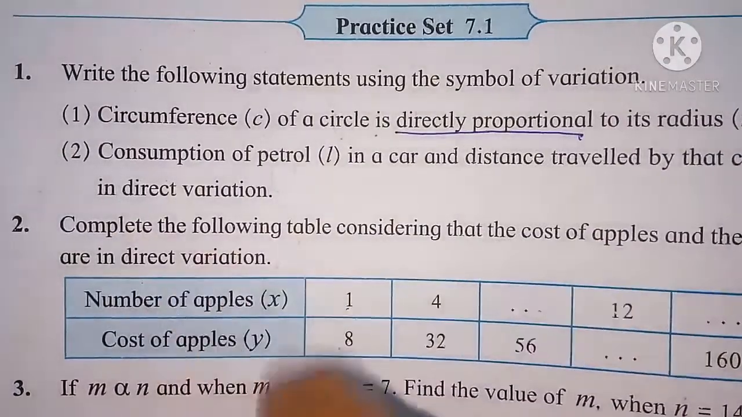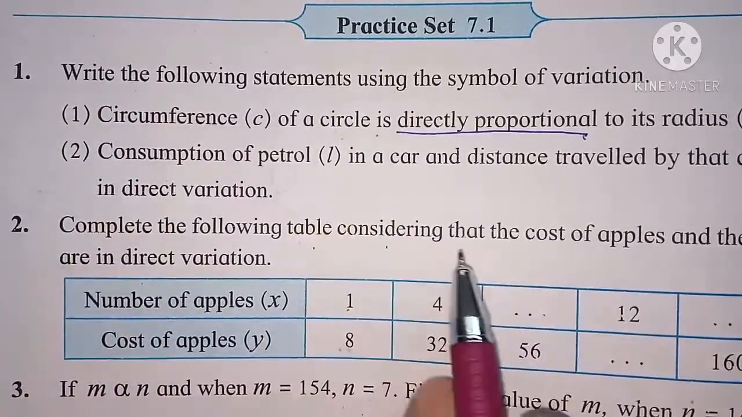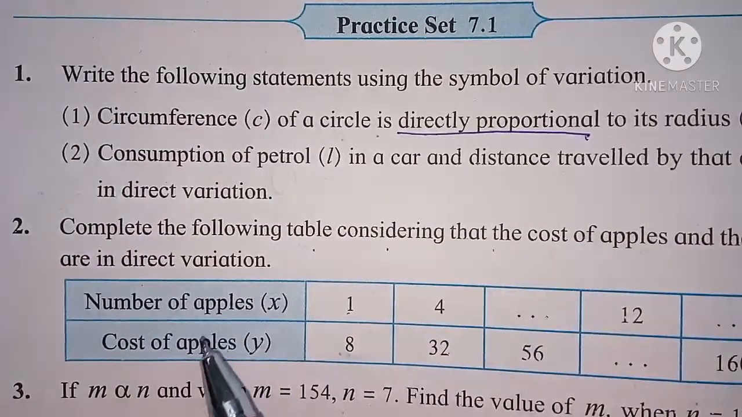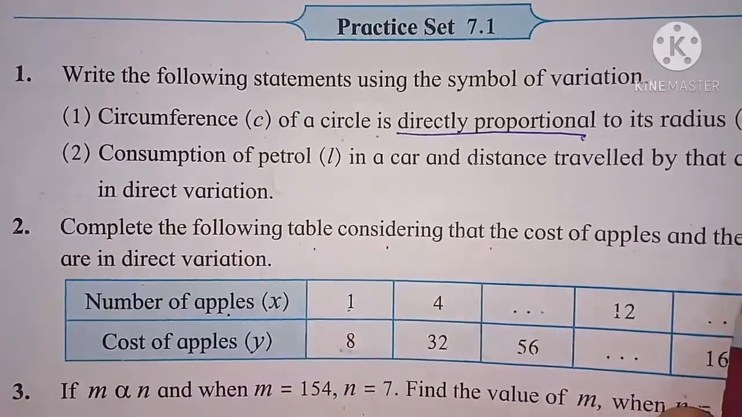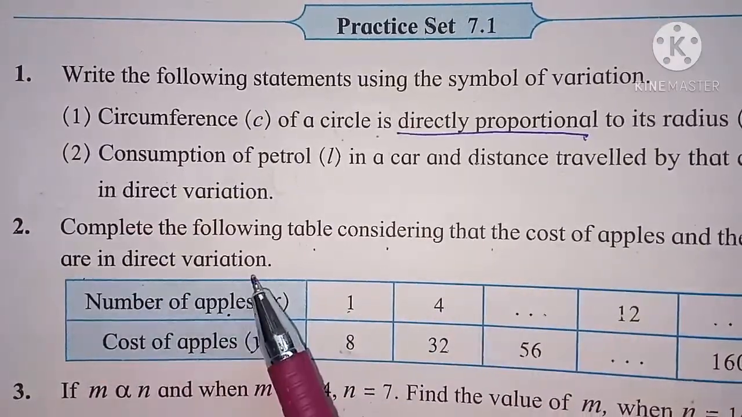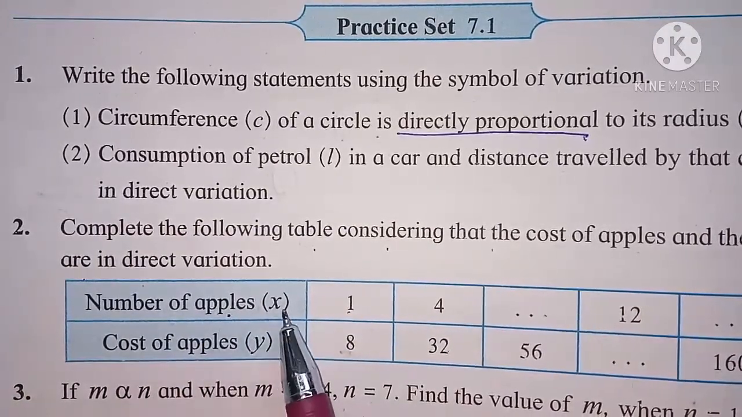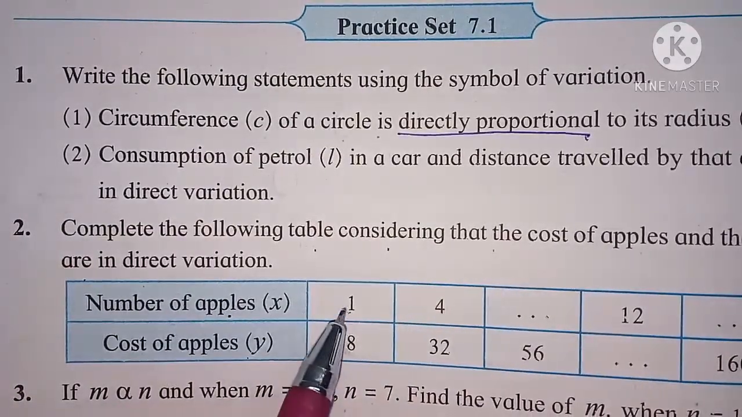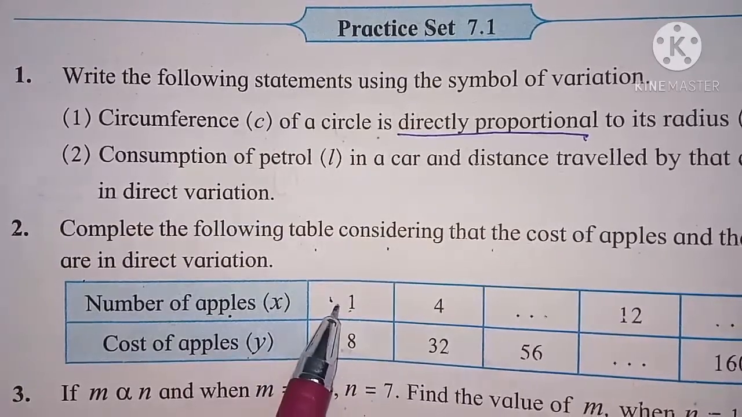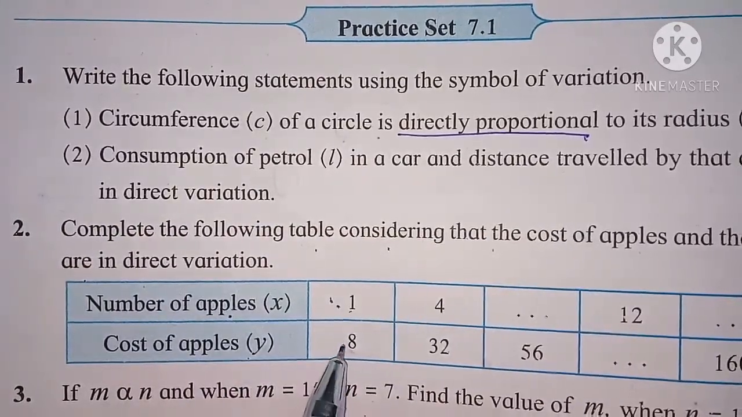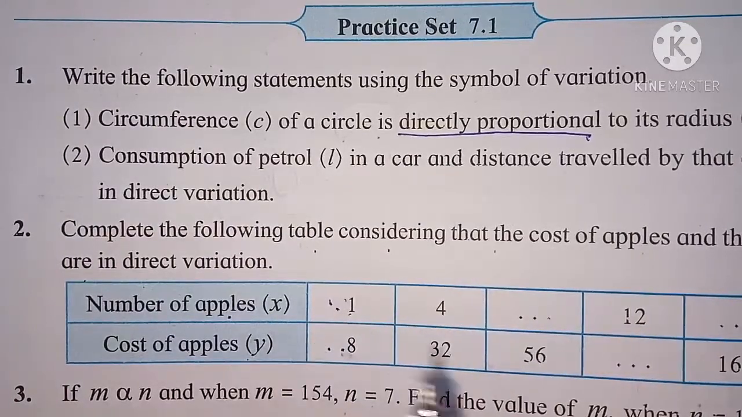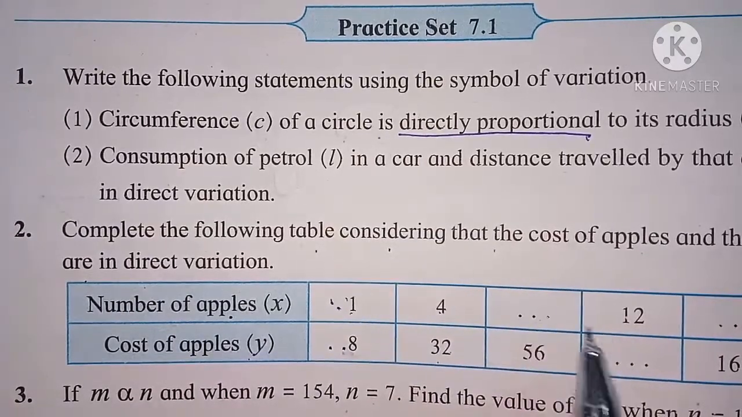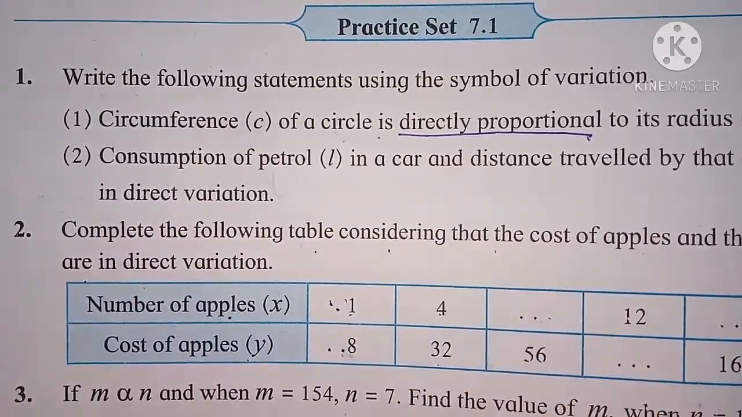Now in the second question, complete the following table considering that the number of apples and their cost are in direct variation. So here given number of apples x and cost of apples y. When number of apples is 1, 1 apple has cost 8 rupees. So obviously 4 apples cost 32 rupees. And here some blanks are given that we are going to find out.